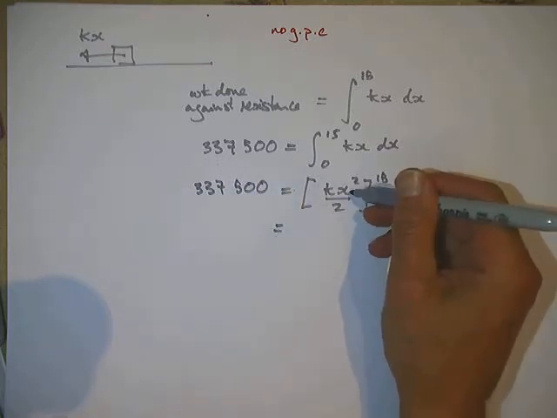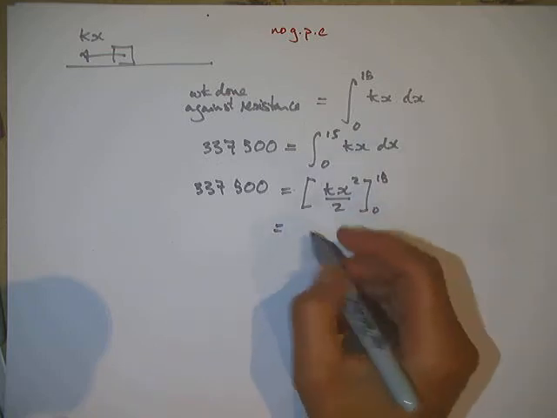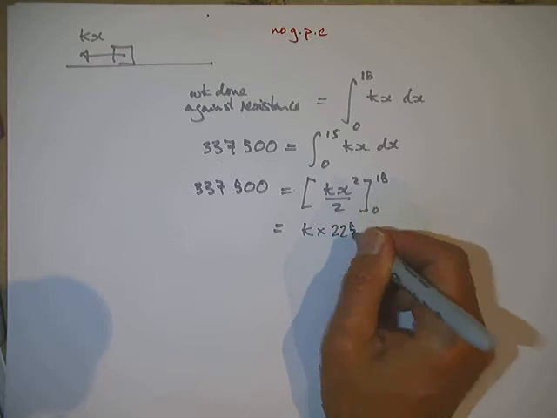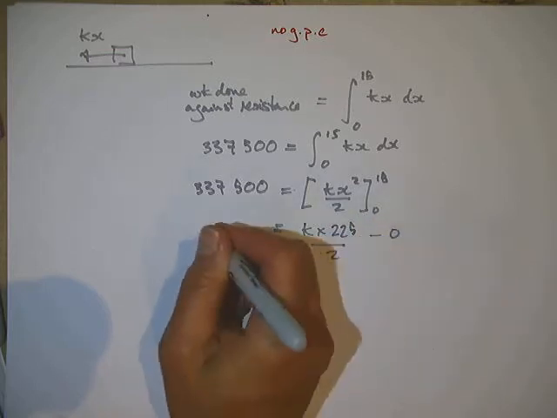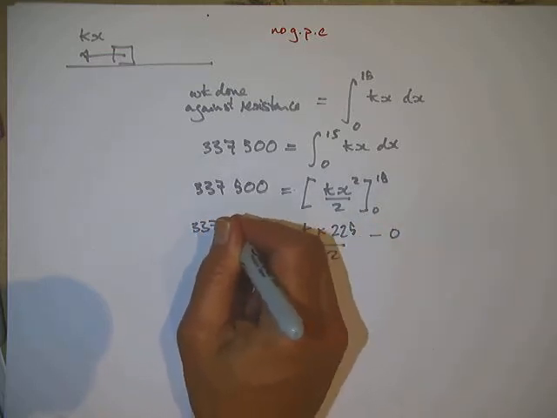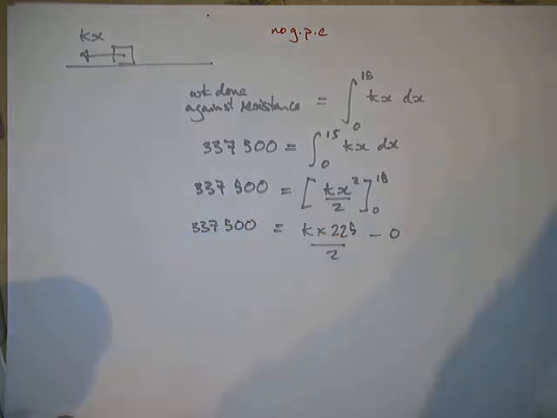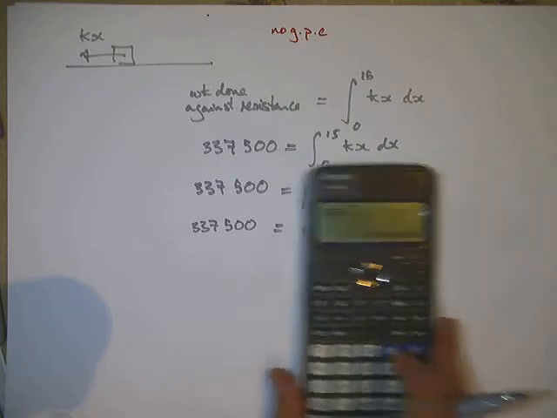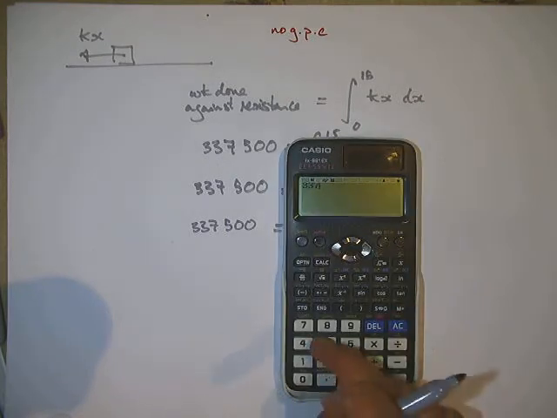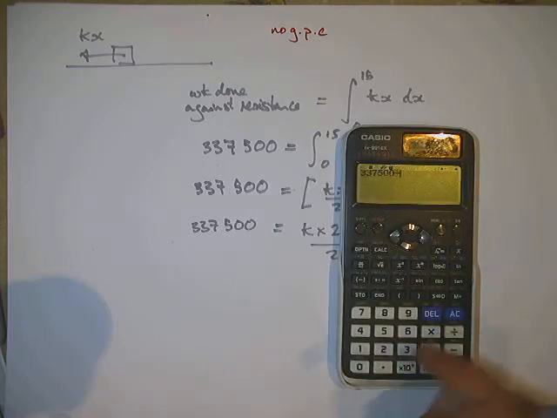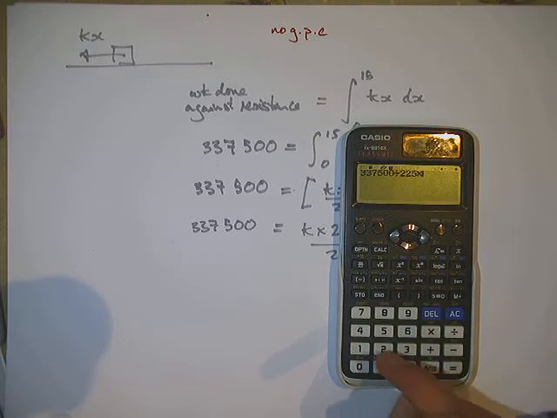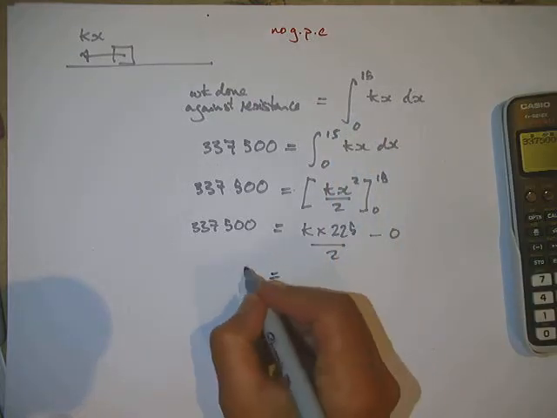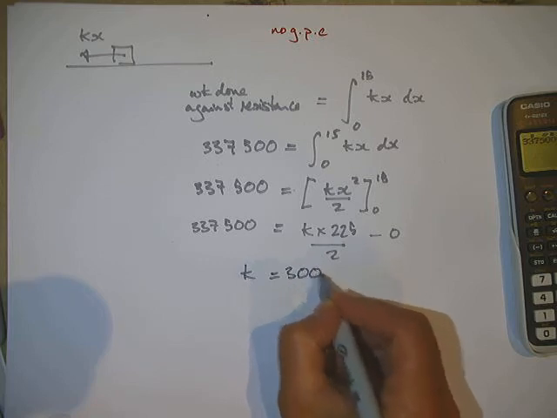Notice that 0 going into that again, so that lower limit will give 0 there. So we've got k times 225 over 2, take 0, is 337,500. So let's work that out. 337,500 divided by 225 multiplied by 2 equals 3,000. k is 3,000.